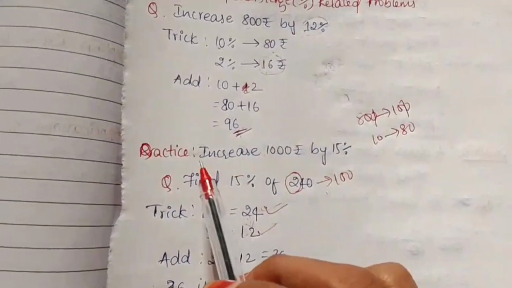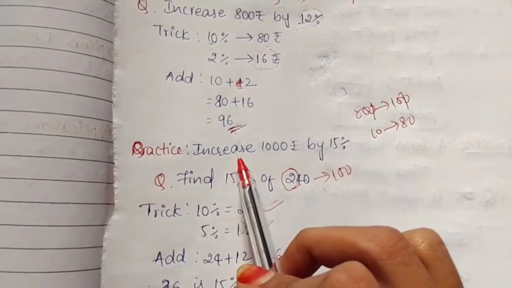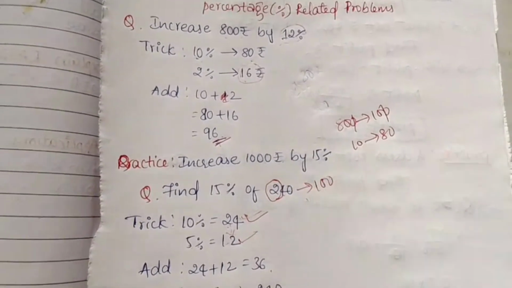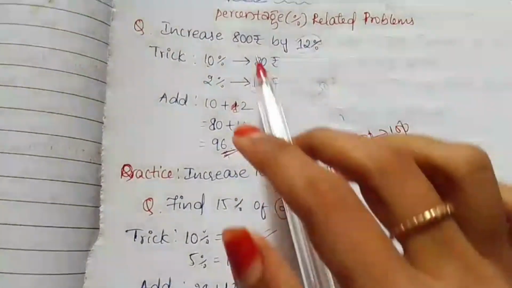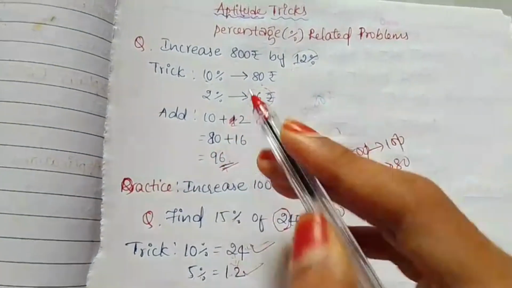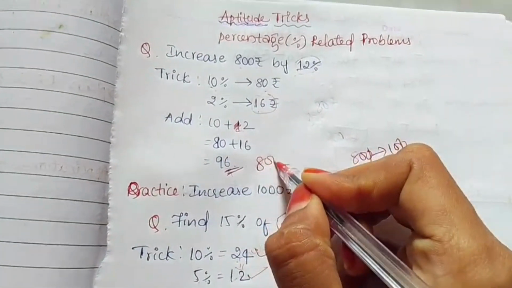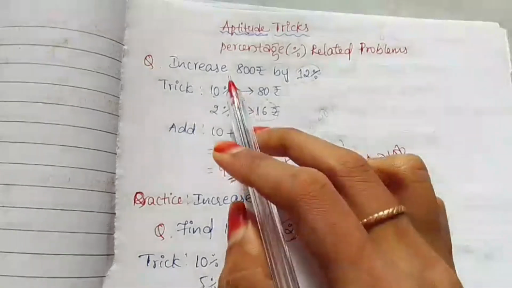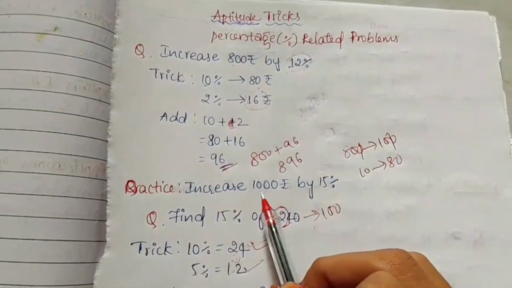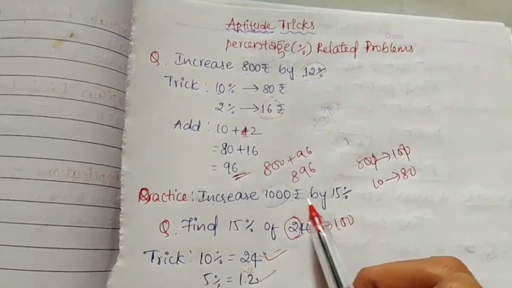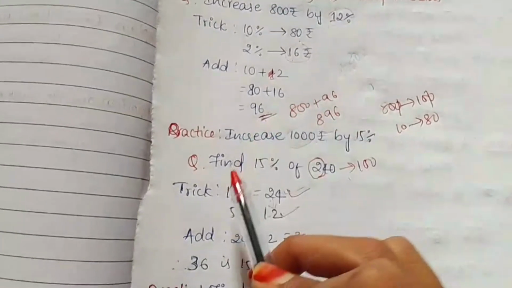Very simple, right? I have a practice question for you. Increase 1000 rupees by 15%. Like this only you have to do. When I increase 12%, I will get 96. When I add this to 800, I will get 896. When you follow these steps, you will get 15% of the 1000 and you have to increase that.